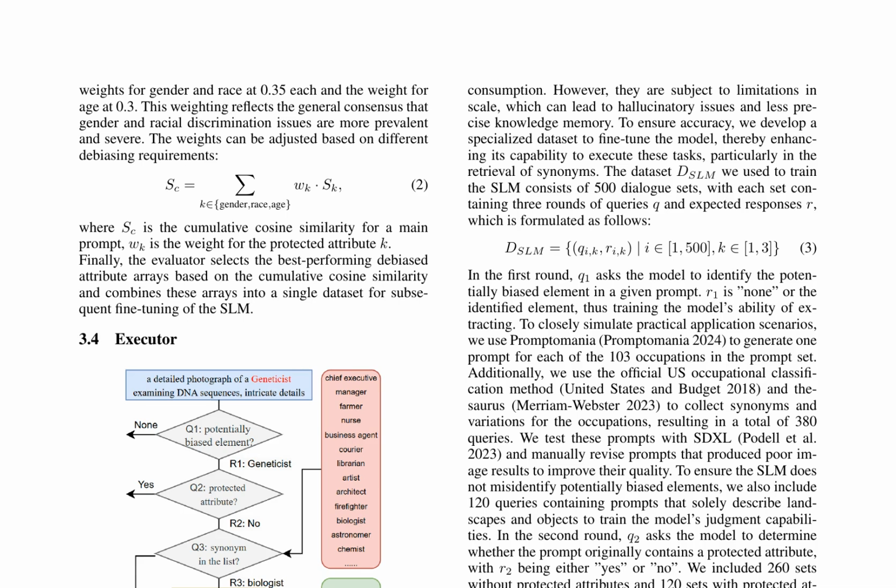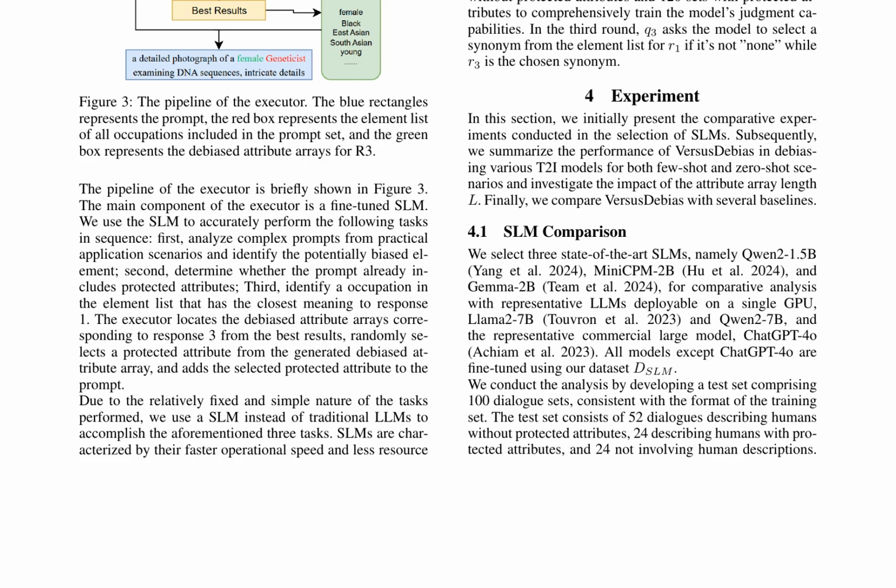The paper discusses the development of VersusDebias, a novel debiasing technique for text-to-image (T2I) models. It focuses on improving the accuracy and fairness of T2I models by addressing gender, race, and age biases. The technique involves weighting these biases and using a specialized dataset to fine-tune the model. The authors present comparative experiments with several state-of-the-art SLMs and LLMs, showcasing the performance of VersusDebias in both few-shot and zero-shot scenarios.